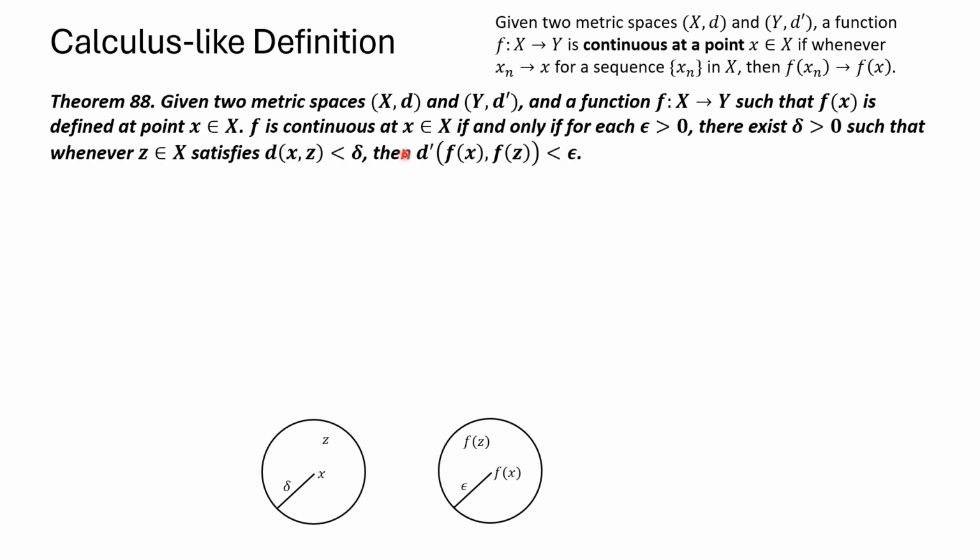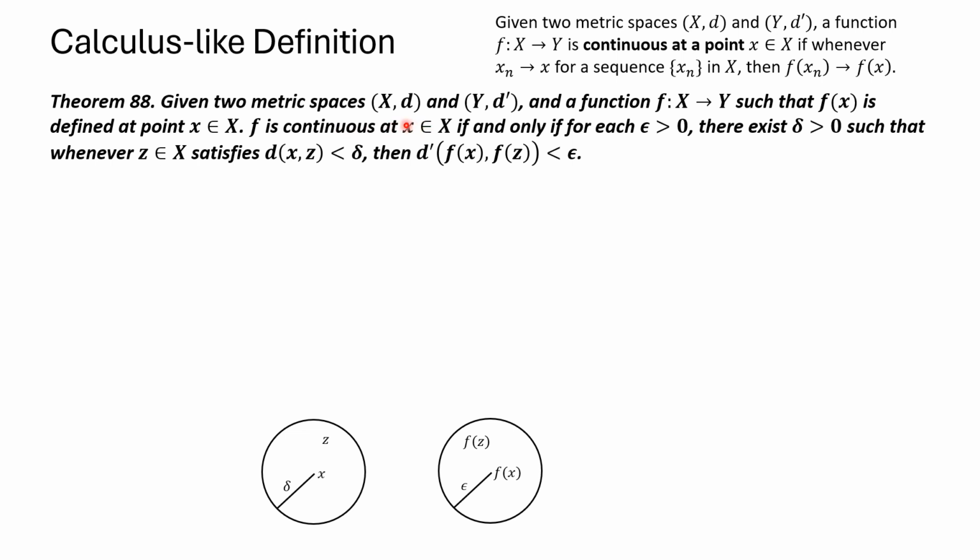So we have a theorem here that gives us effectively an equivalence to our definition of a continuous function at a point. I recopied the definition up here just so we can look at it when we go through the proof. So the theorem is we have two metric spaces, X and Y, and we're given a function from X to Y such that f of x is defined at a point little x. And here's our equivalence here.